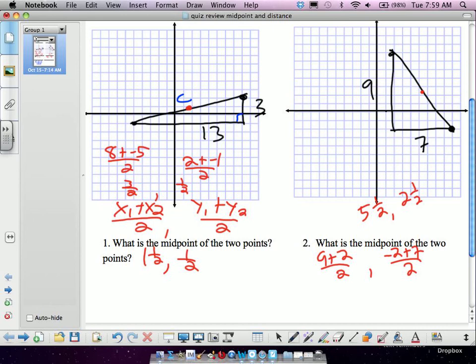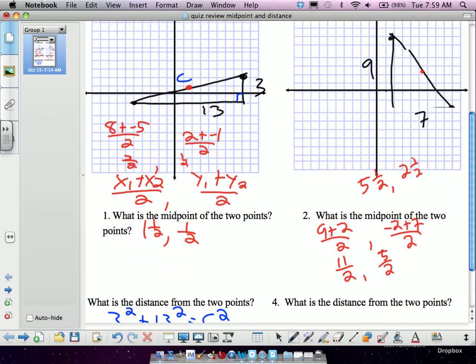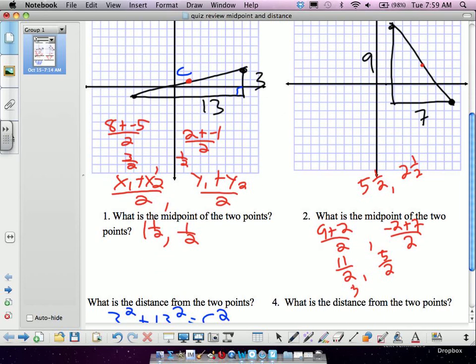9 plus 2 is 11. Negative 2 plus 7 is 5 over 2. 2 goes into 11 how many times? 5 with 1 half left over. 2 goes into 5 2 times with 1 half left over. This is 5.